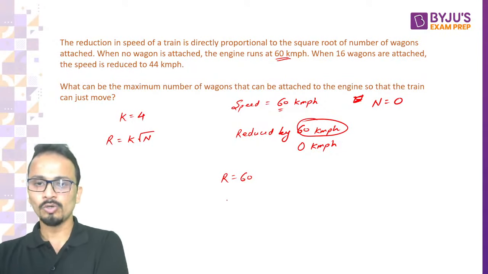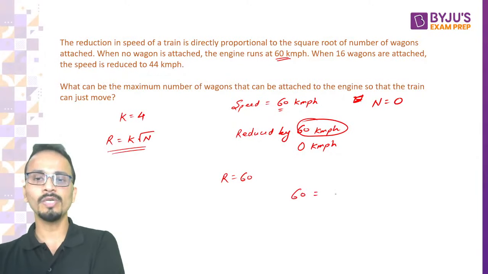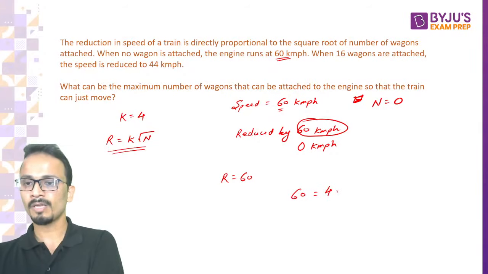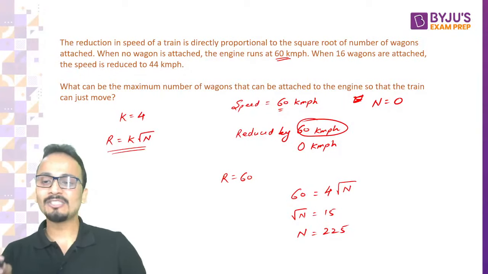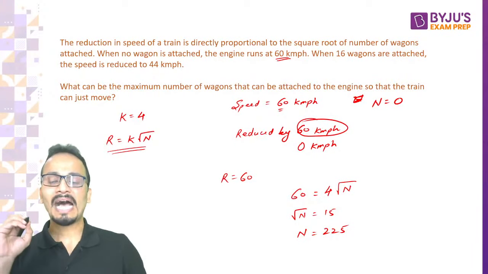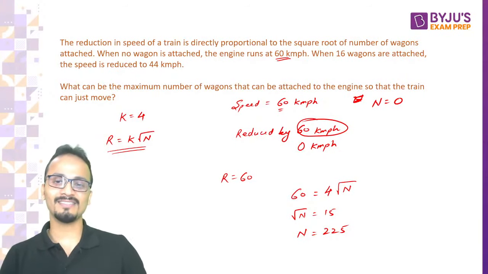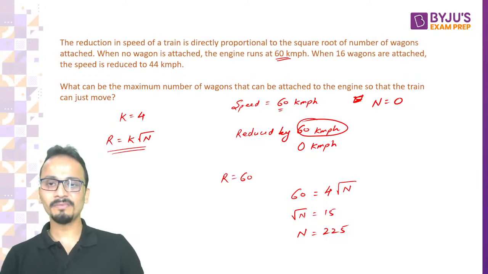Okay. So if I substitute 60 here, 60 is equal to, the value of k was 4, times under root the number of wagons. So under root n is equal to 15, and the value of n is 225. Okay, three of you have given that. So as soon as I see 225 among the options, I'll mark the answer, and my answer is incorrect. Okay.